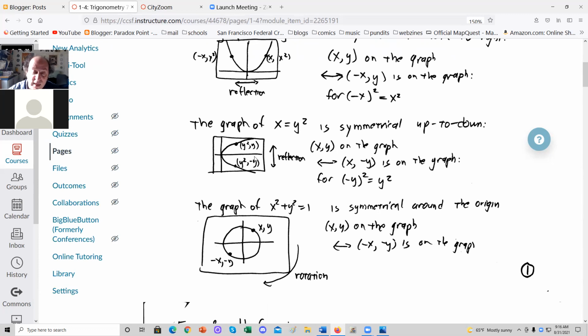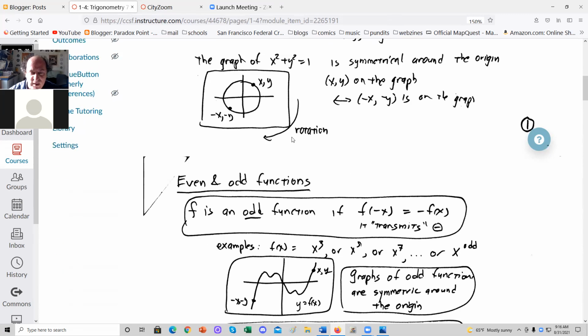This is not a property of functions. This is clearly not a function, so I can't talk about this as a property of functions.